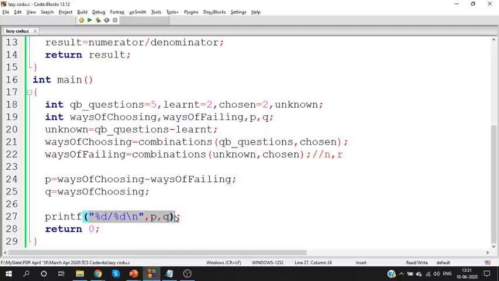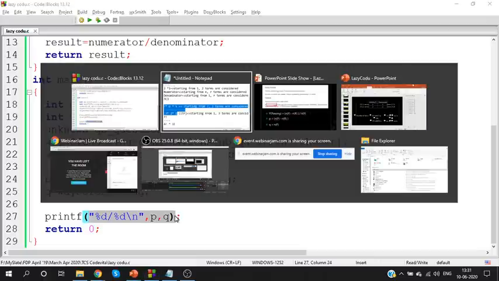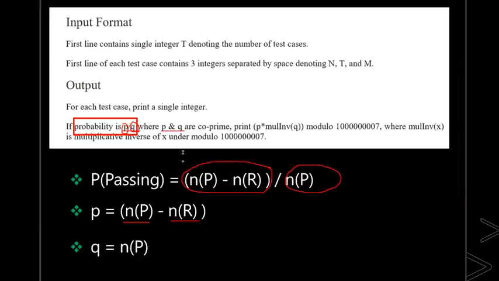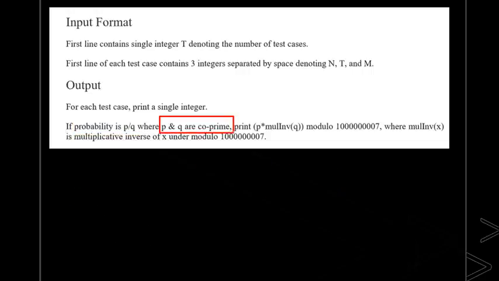Remember the 3 steps we discussed. First step is calculate the probability. What is the second step? After calculating the probability, what should you check? P and Q are co-prime. What is the meaning of co-prime? Their GCD is 1. So the next step, we are going to check whether P and Q are co-prime, which means GCD should be 1.